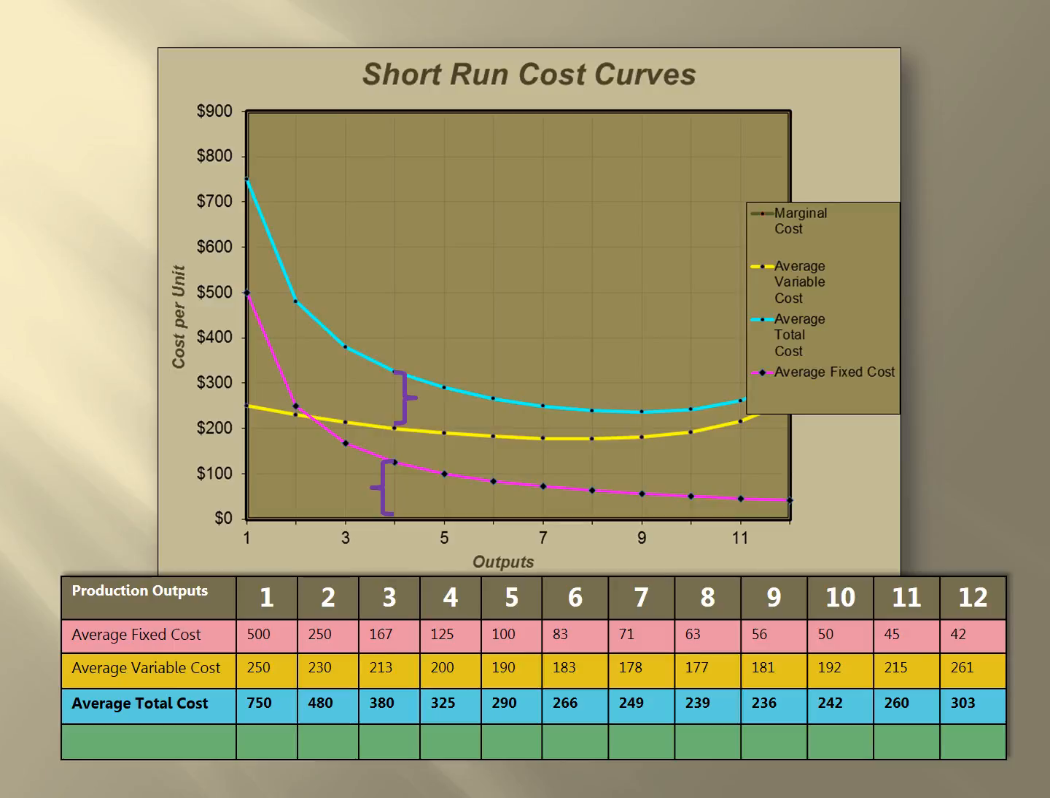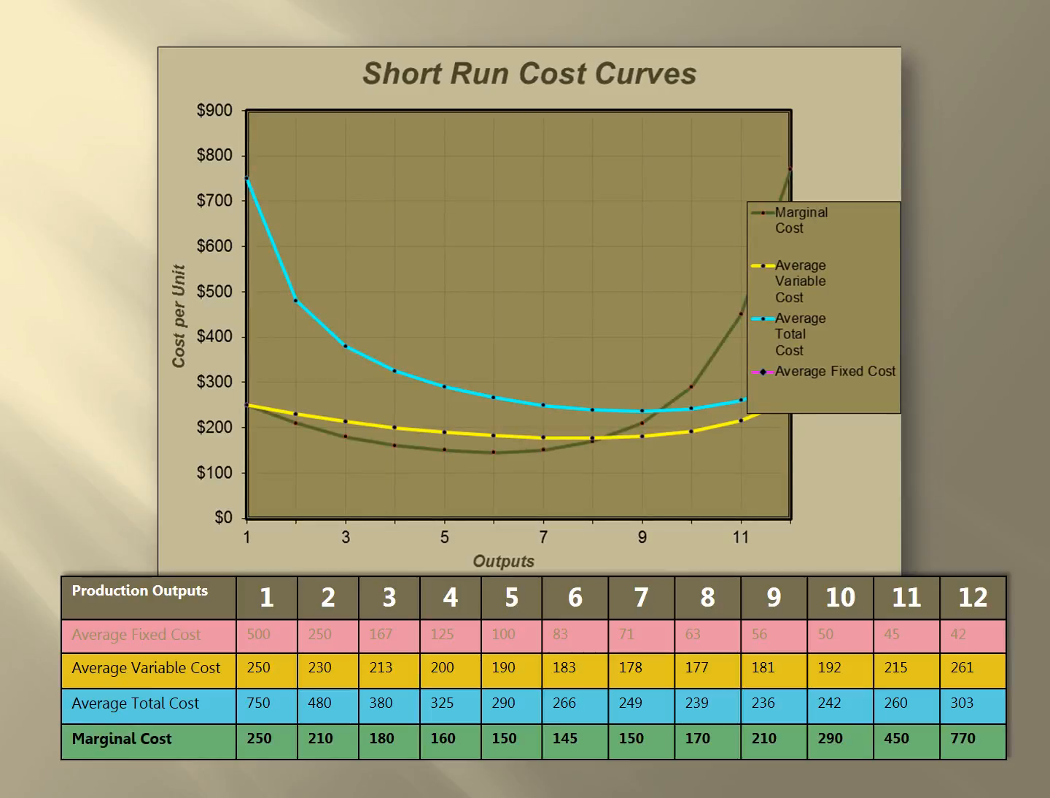So for this reason, even though our short-run average cost curves are made up of our average fixed cost curve, our average variable cost curve, and our average total cost curve, there really isn't a need to display the average fixed cost curve, since we can tell what it is by looking at the difference between average variable cost and average total cost.